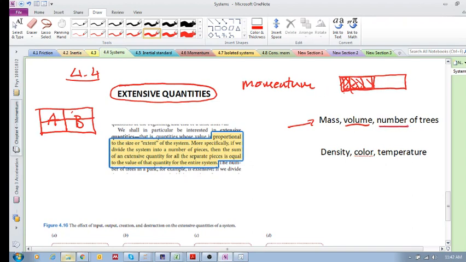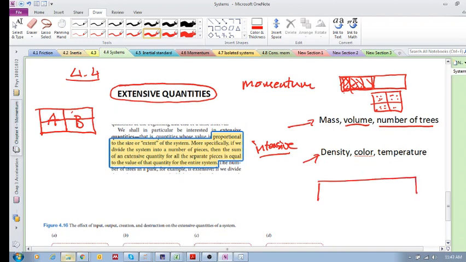The number of trees in a garden or whatever also is an extensive quantity. If you divide it up into, say, 4, those trees plus those trees plus those trees plus those trees gives you the total number of trees. What is an intensive quantity? Density is an intensive quantity.